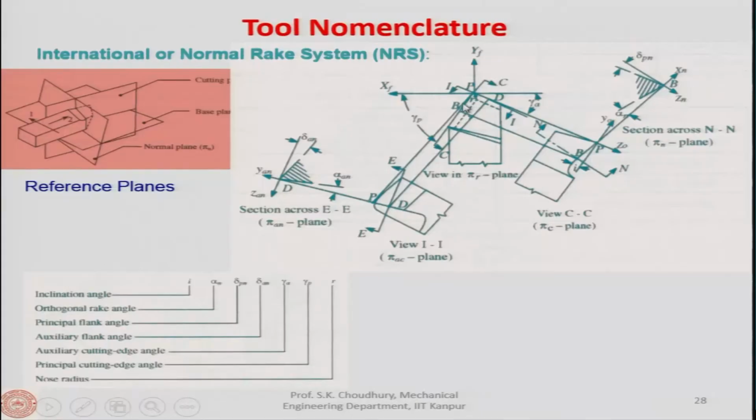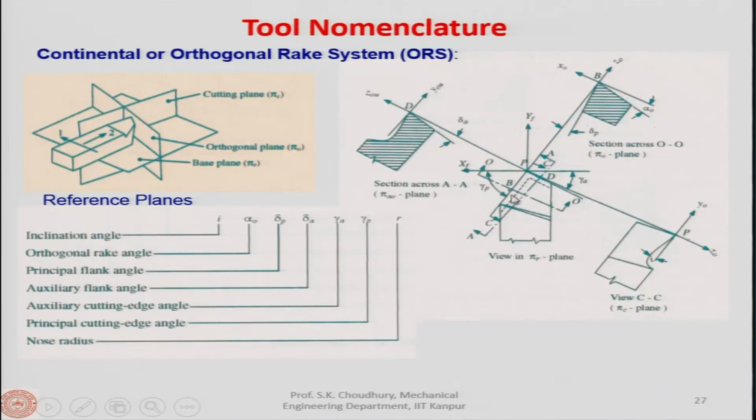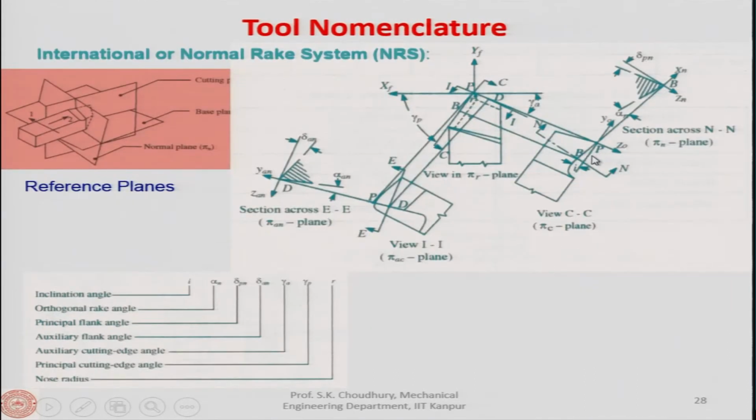All right. So, in this case CC, this is the view, containing the cutting edge, and the view will be the same as in case of the ORS. We have taken this view along the CC, the same here. Then we will take another view, and this will be II along the auxiliary cutting edge. And here the view will be like this. So, this is the rake face, this is the flank face, all right.